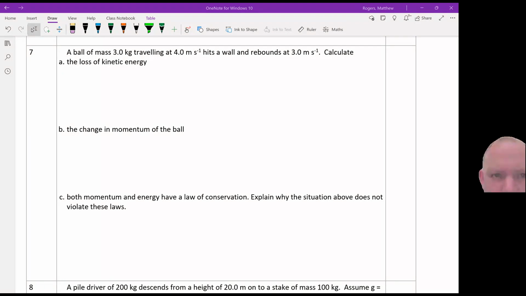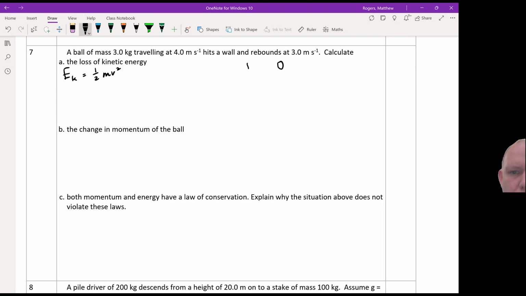Question 7. A ball of mass 3 kilograms traveling at 4 meters per second hits a wall and rebounds at 3 meters per second. Calculate the loss of kinetic energy of the ball. So kinetic energy is calculated as half mv squared. So if we're being careful here, what we should probably do is draw a diagram.